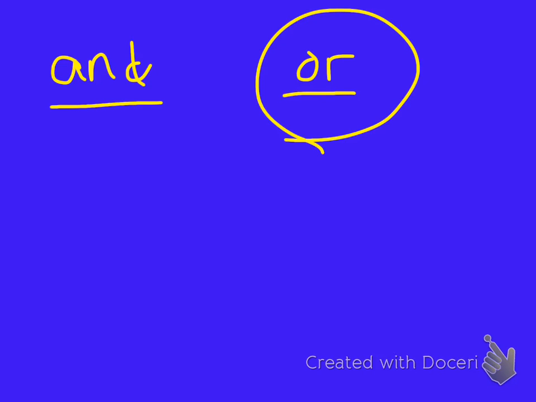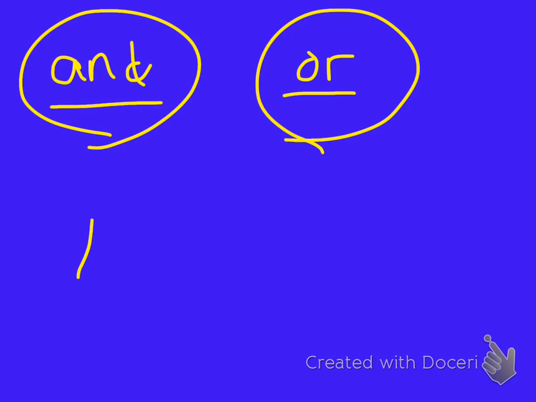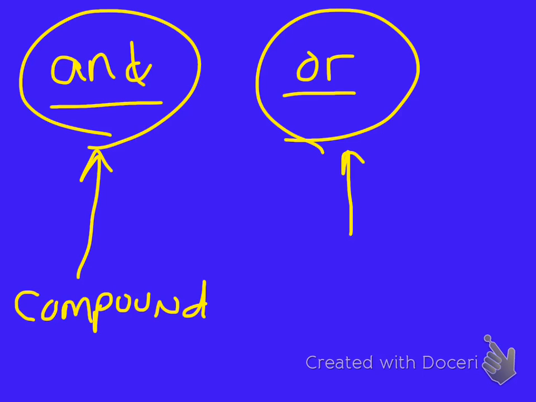These have meanings that are different from each other. If I say and, it means I have both. If I say or, it means I have one or the other. We're going to be dealing with that when we talk about compounds. The word compound is going to go with the word and, and the word disjunction is going to go with the word or. We're going to first start off by graphing an and.